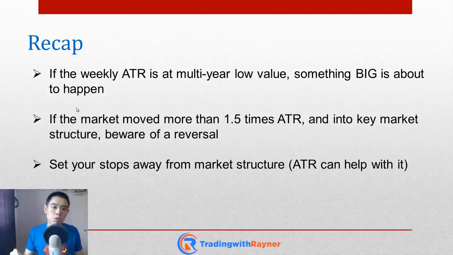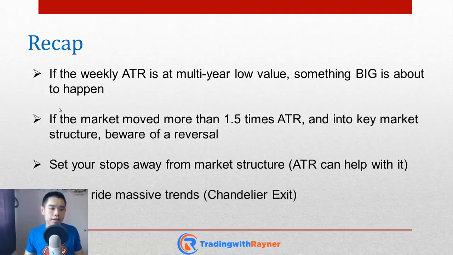Number three, you want to set your stop loss away from market structure. Don't just put it above the highs of resistance or below support. It's asking for trouble. I've shared with you that it's very easy to have your stops triggered. Instead, do this: number one, identify the market structure, and number two, set your stop loss away from market structure. How much away? You can use the ATR indicator to help you with it. And finally, you can use the ATR indicator to ride massive trends in the market. To make your life easier, there's this indicator called the chandelier exit. It will perform the same thing as the ATR indicator, just that you don't have to manually calculate it.